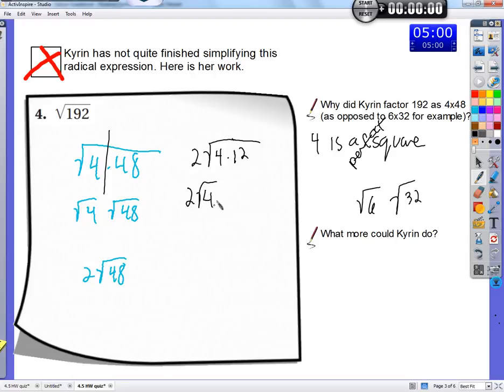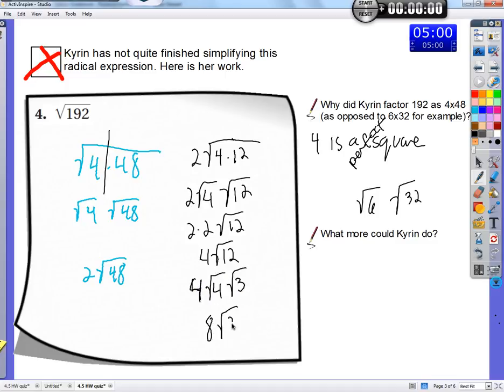The square root of 4 times the square root of 12. 2 times the square root of 12. Good to go. Simplify the square root of 12. Yep. 4 and 3. 2 times the square root of 4 times the square root of 3, that's 2 times 2 times the square root of 3. That's 4 times the square root of 3.